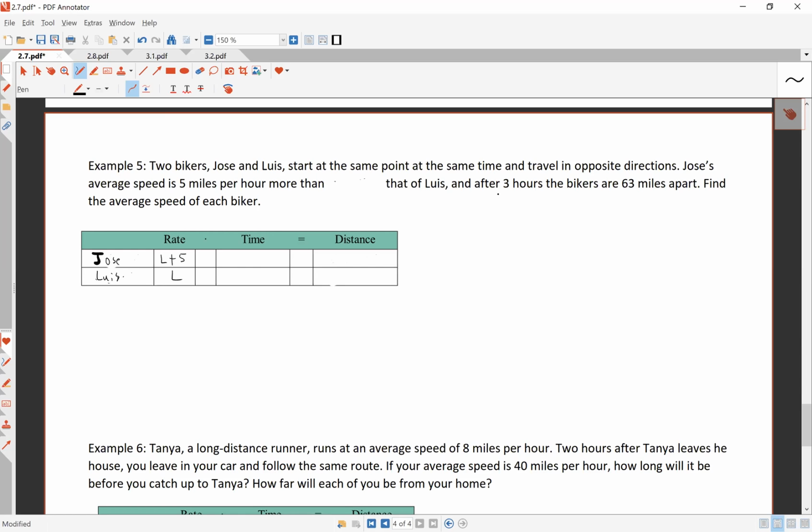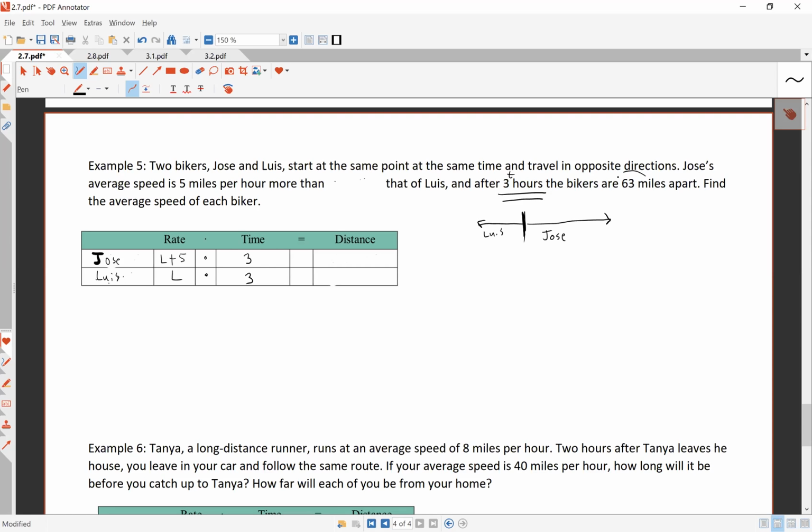And then it says after 3 hours, which means the time that they travel is 3 hours each. They end up being 63 miles apart. So the picture that you see is they start at the same point and travel in opposite directions. When they travel for 3 hours, since Jose is traveling faster than Luis, he gets a little further than Luis does. Well, in fact, it's 15 miles further than Luis because he was going 5 miles an hour faster.